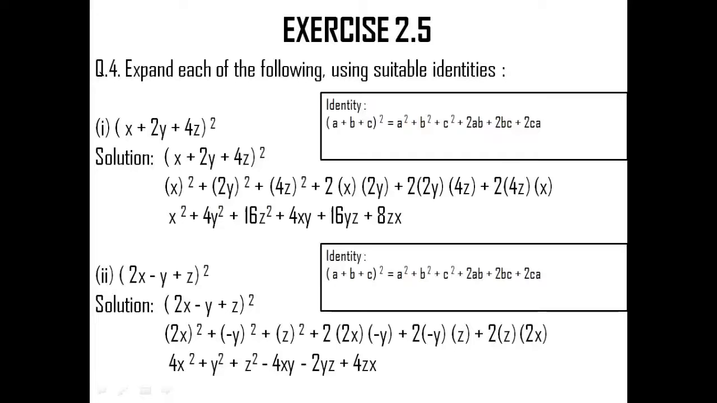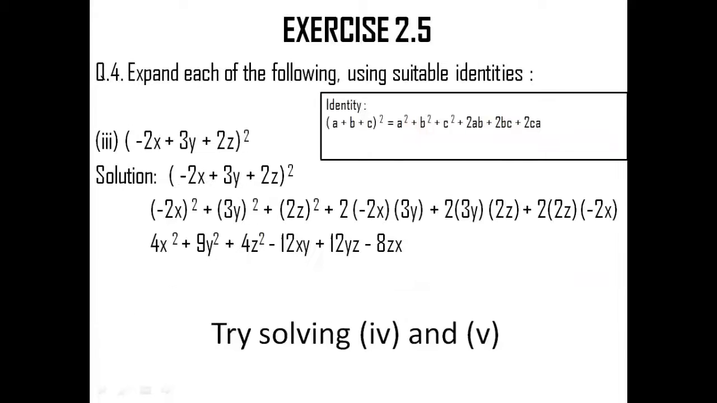Let us solve the next question, which is minus 2x plus 3y plus 2z the whole square. Again, three terms and it is a whole square. So the identity that would come into picture is a plus b plus c the whole square. So let us try to identify what is a. A is here minus 2x. What is b? B over here is 3y. And what is c? C is 2z.